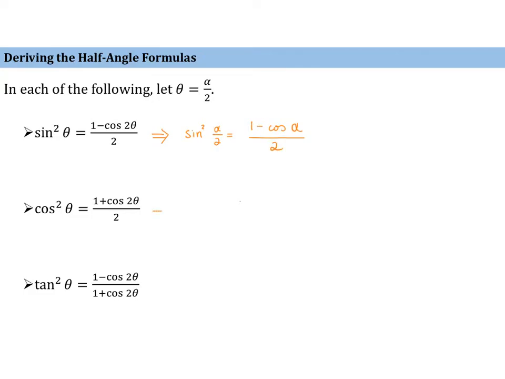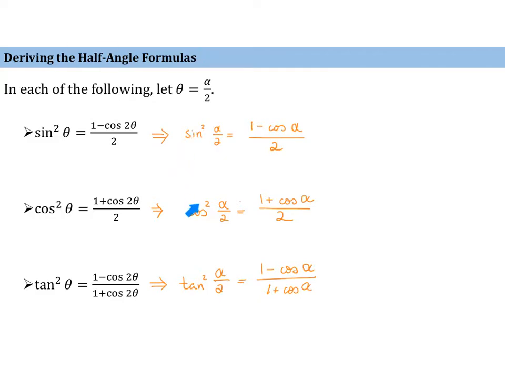Likewise, cosine squared of theta becomes cosine squared of alpha over 2, which equals 1 plus cosine of alpha over 2. And tangent squared of theta will become tangent squared of alpha over 2. So we'll have 1 minus cosine of alpha over 1 plus cosine of alpha.